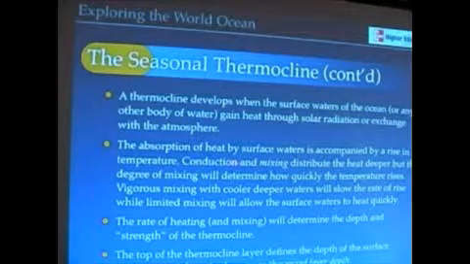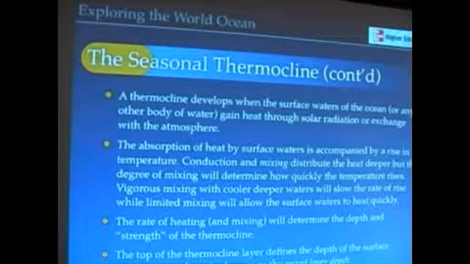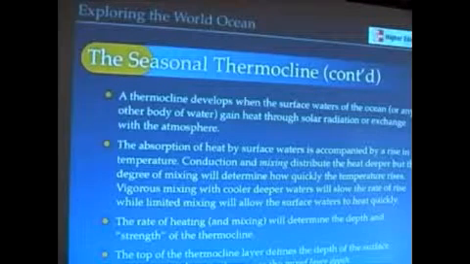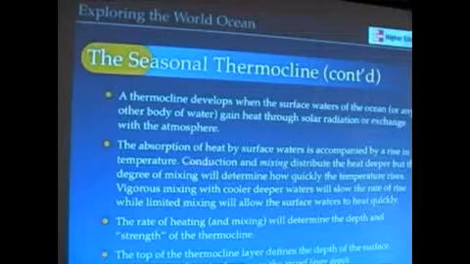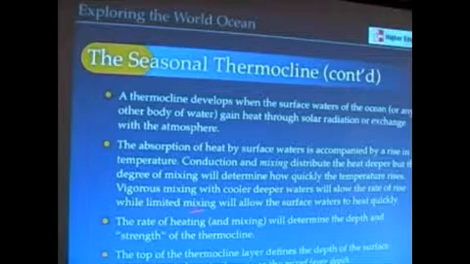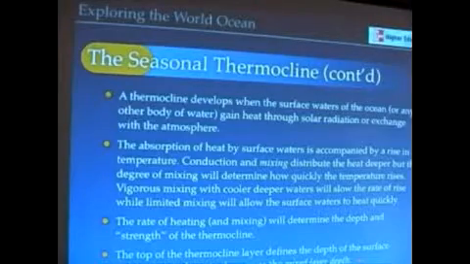That absorption of heat may be slowed down if we have winds or any other processes that distribute that heat deeper, but ultimately that thermocline develops, and it's the rate of heating and mixing that determines how quickly and how strong, or what the gradient of temperature is, across that thermocline. The very top of the thermocline defines the depth of the surface mixed layer, called the mixed layer depth.